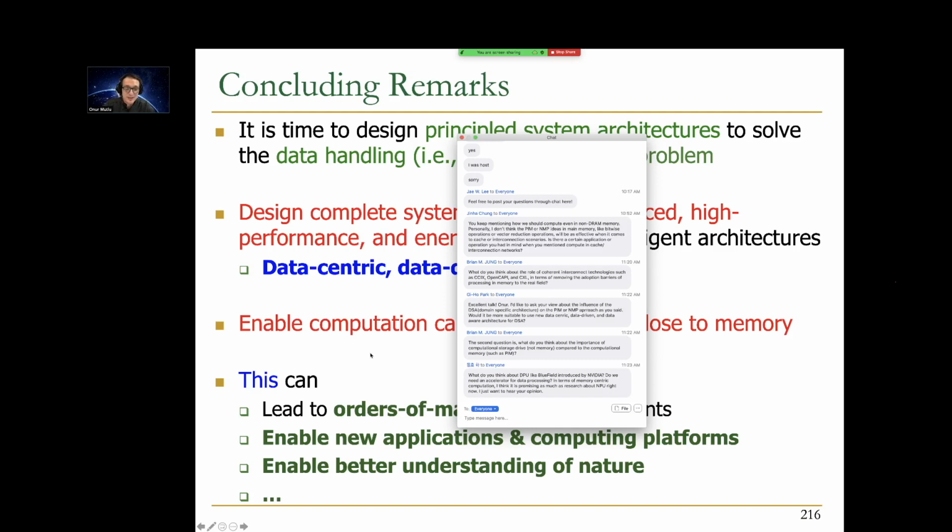Okay, one more question from Brian. The second question is, what do you think about the importance of computational storage drive, not memory, compared to the computational memory? Okay, that's an interesting question. I mean, I think I don't want to necessarily compare these things. Okay, if I have to, I can compare clearly. In my opinion, both need to be done.